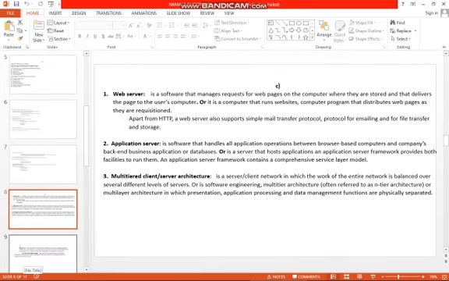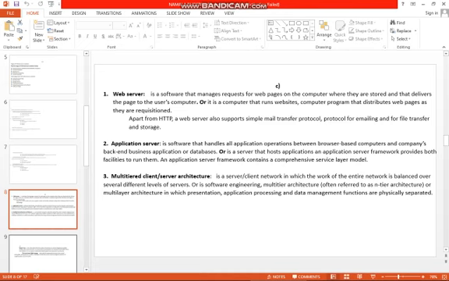Slide 8. We have defined the web server. The web server stores and delivers web pages to the people that use them. Apart from HTTP, a web server also supports simple mail transfer protocol. We have the application server. The application server holds all applications of the companies. Therefore, it stores all application operations between the browser-based computers and companies' back-end business operations or databases. It hosts applications, and an application server framework provides facilities to run them.